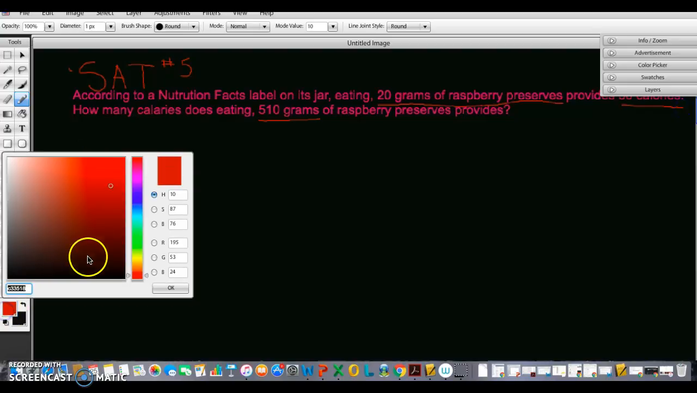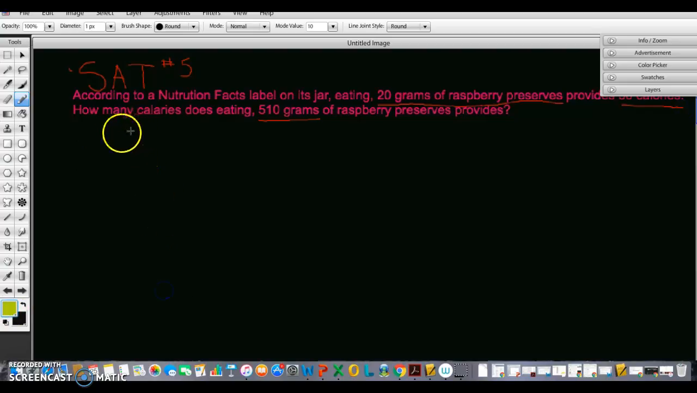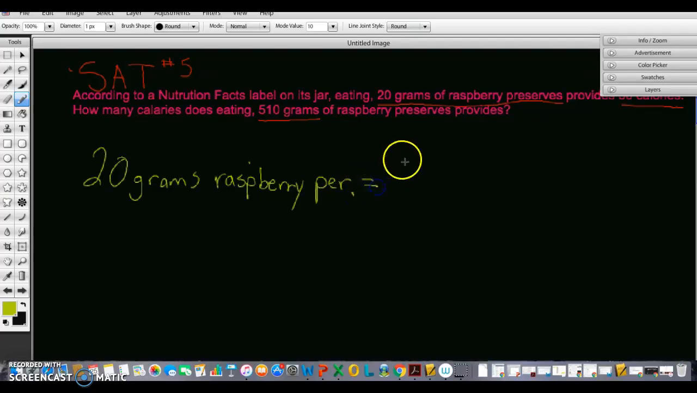So I'm going to write my conversion factor at the top in a different color. And then we're going to solve for how many preserves are in 510 grams of raspberries. All right, so the conversion factor is 20 grams of raspberry preserves equals 50 calories.